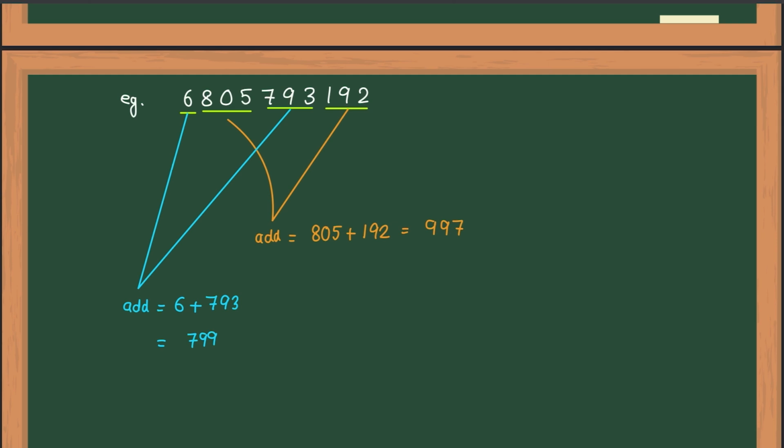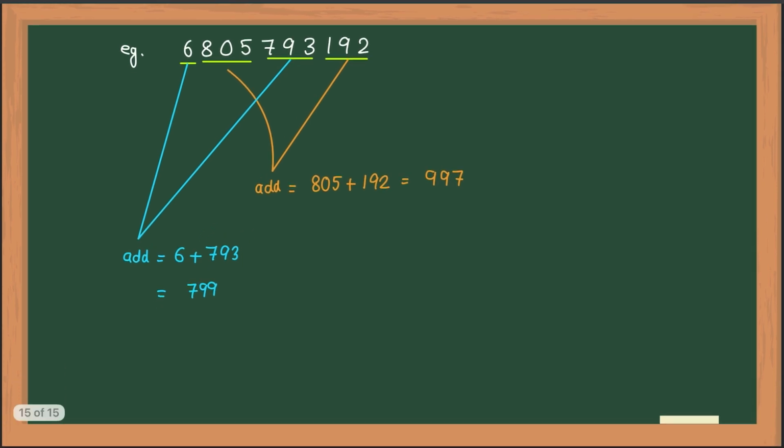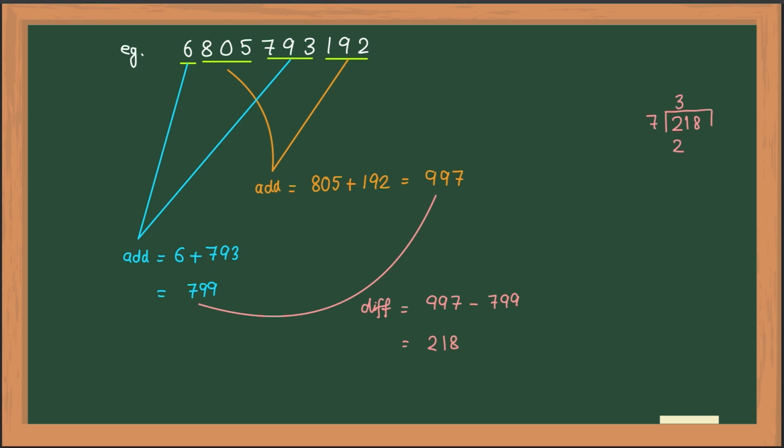Now, what is the only rule left over here? The rule left over here is that we have to find the difference between these two. Now, what is the difference over here? The difference states that 997 minus 799 yields us 198. Now check whether it is divisible by 7 or not. So 7 3 times is 21, 8 comes below, 1 times is 7, we got 1 as remainder. Since on dividing by 7, we are getting a remainder of 1, it means that this number is not divisible by 7.